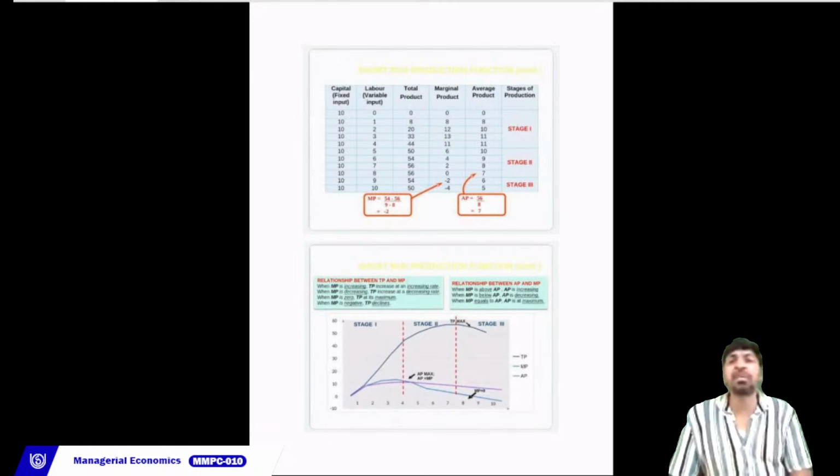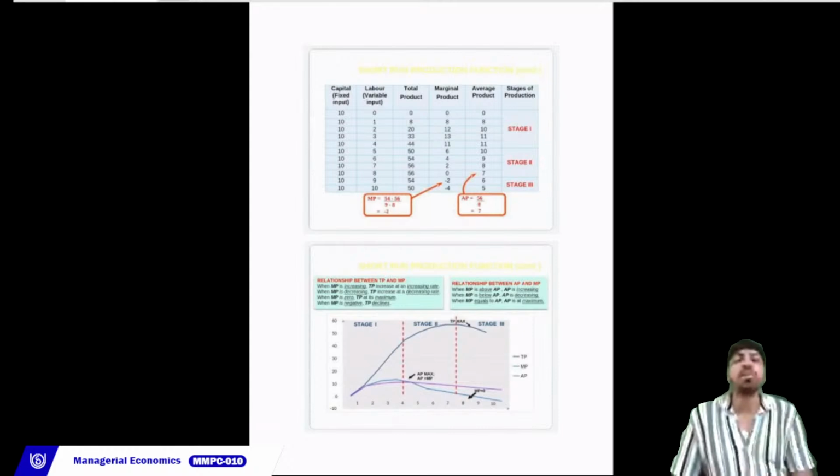For the first input, the unit input, that is 0, the marginal product will be 0. When we talk about the first unit of labor, the total product is 8. So 8 minus 0 becomes 8, divided by the change of labor. The formula of marginal product is change in total product divided by change in labor. The change in total product is 8 minus 0, that is 8. The change in labor is 1 minus 0, that is 1. So once you divide 8 by 1, you get the marginal product 8.